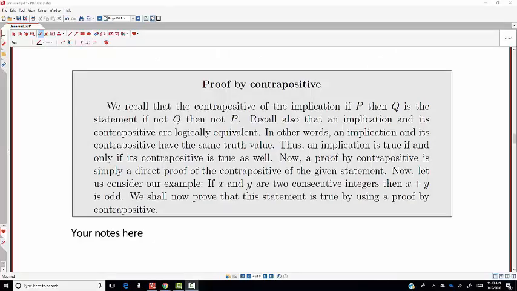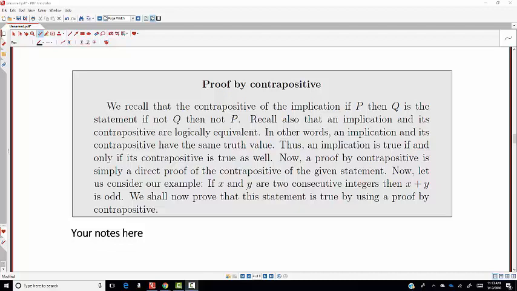All right, next we will review proof by contrapositive. So remember that the contrapositive of an implication if P then Q is the statement if not Q then not P. Also recall that an implication and its contrapositive are logically equivalent. In other words, an implication and its contrapositive have the same truth value. Thus, an implication is true if and only if its contrapositive is true as well.